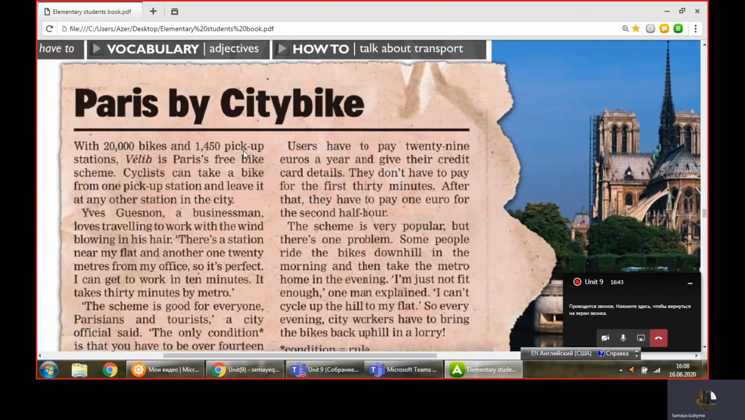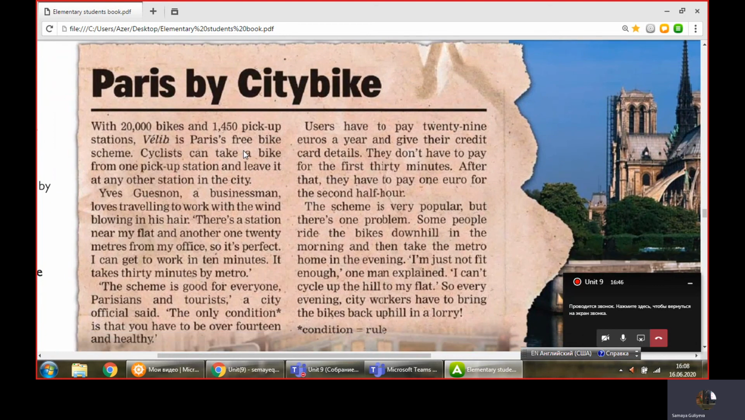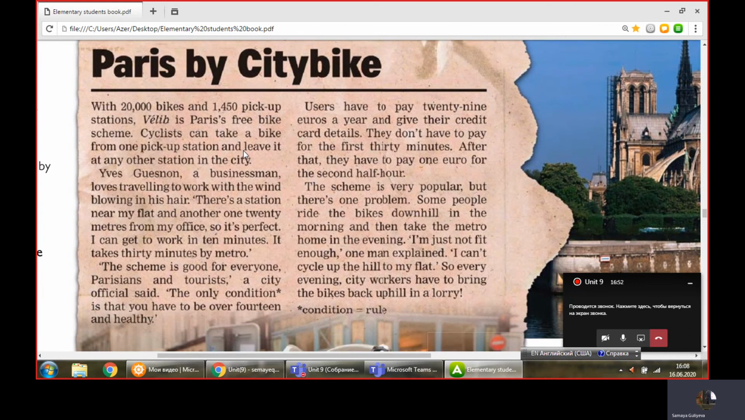So we have a brief text. Look through the text: Paris by City Bike. A brief text about Paris and how they use bikes to get home, to get to work, and so forth. I think you may encounter some new words. For example, downhill, condition means rule, and wind blowing, pickup station, and maybe uphill. Lorry, you learned, is a name of transportation.